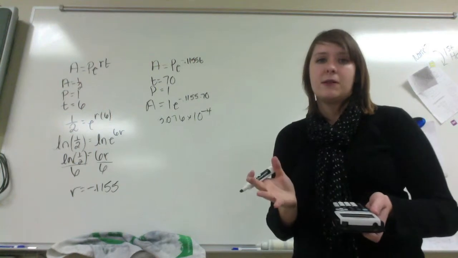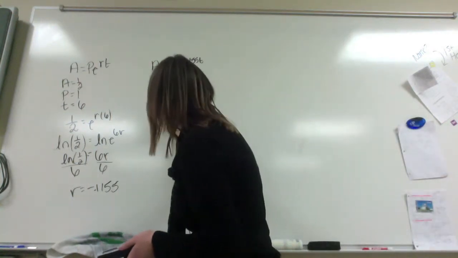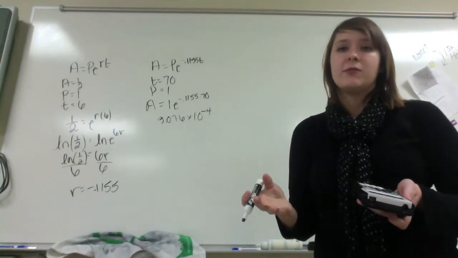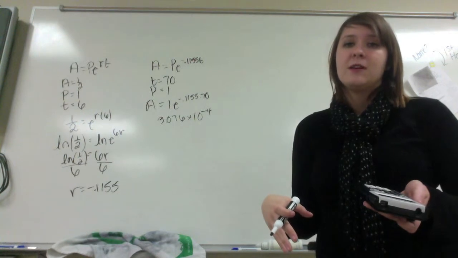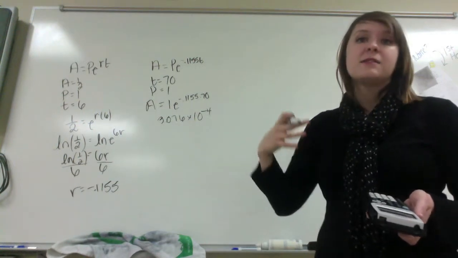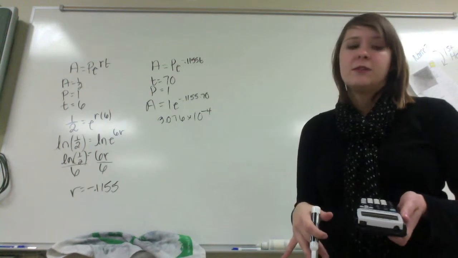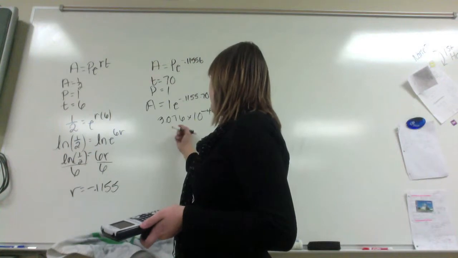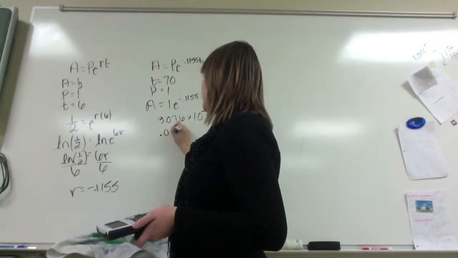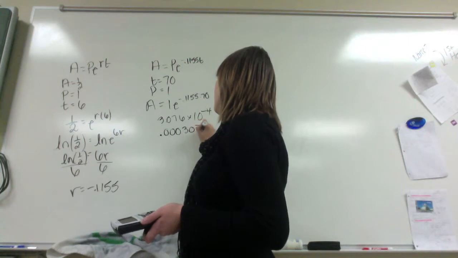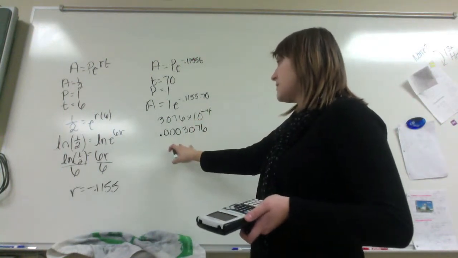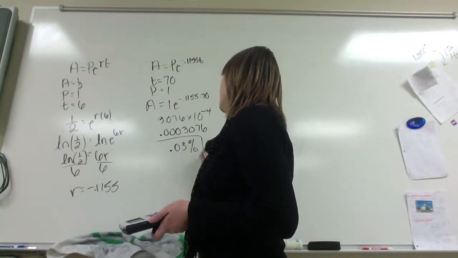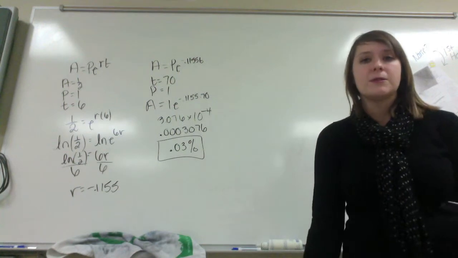Okay, so that's the amount that's going to be left at the end of 10 weeks, which makes sense that it's such a small amount because after 6 days, only half my material is left. So every 6 days, it's decreasing by half. So I'm going to have a really, really small amount left. Notice that if I rewrite that, that's going to be 0.0003076. If I write that as a percent, that's going to be 0.03%. So the answer is going to be 0.03%.